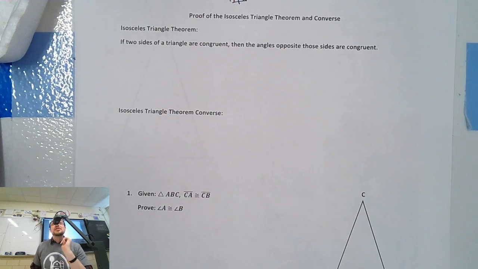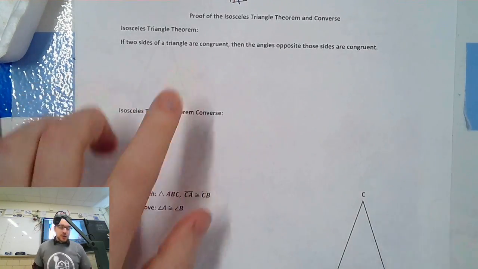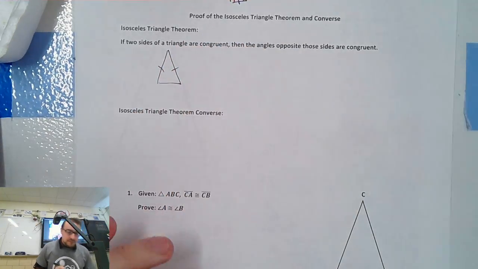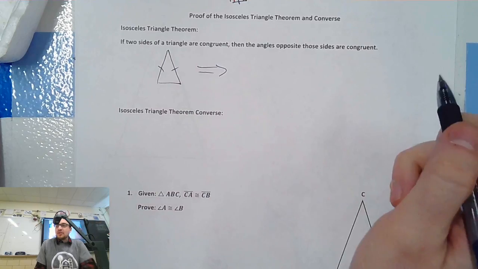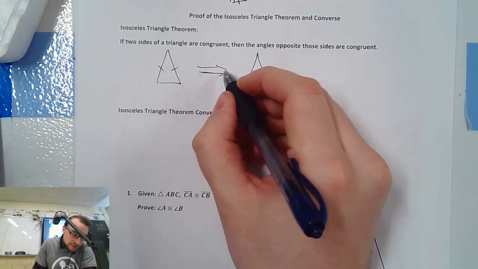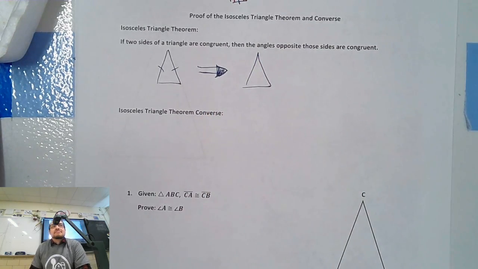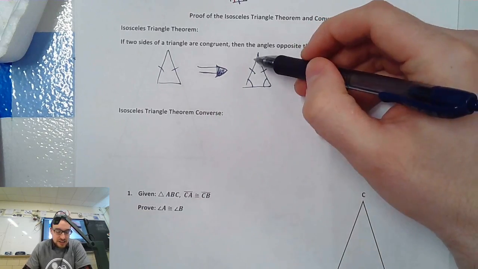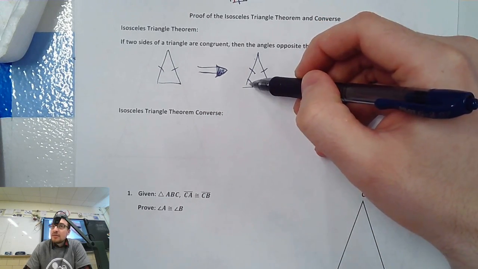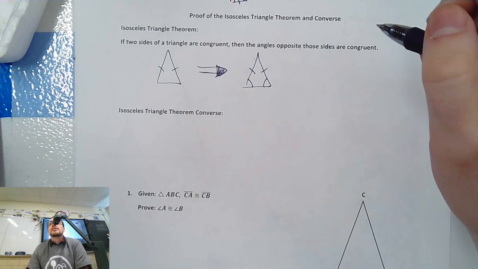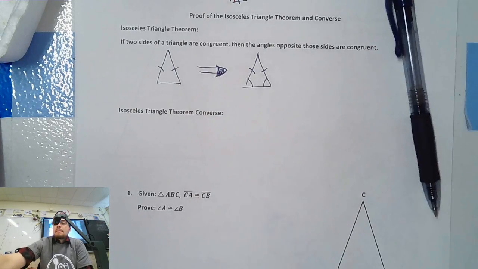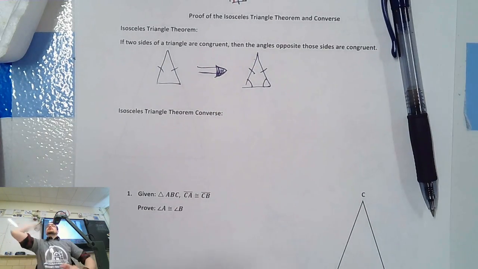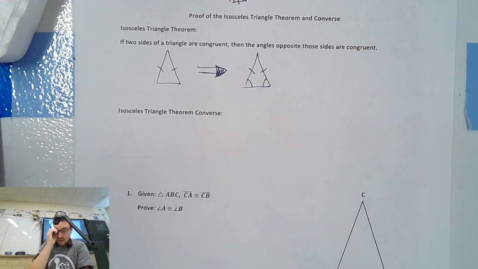Isosceles triangles, two sides are the same, right? At least. This says if two sides of a triangle are the same, so we're talking isosceles, then the angles opposite those sides are congruent. So if I know, that's an arrow, by the way. Okay, don't make fun of my drawings. If we know the sides are the same, then we know the angles opposite those sides are the same. See how that side is across from that angle, and that side is across from that angle? So they go together. That's what this theorem says. Safety first. All right. So that's what that means.